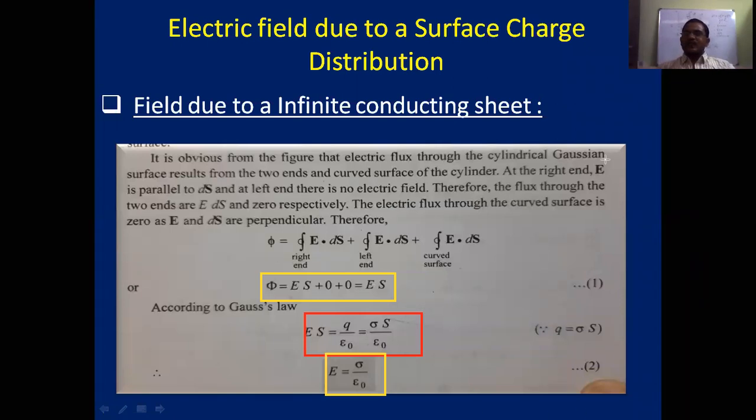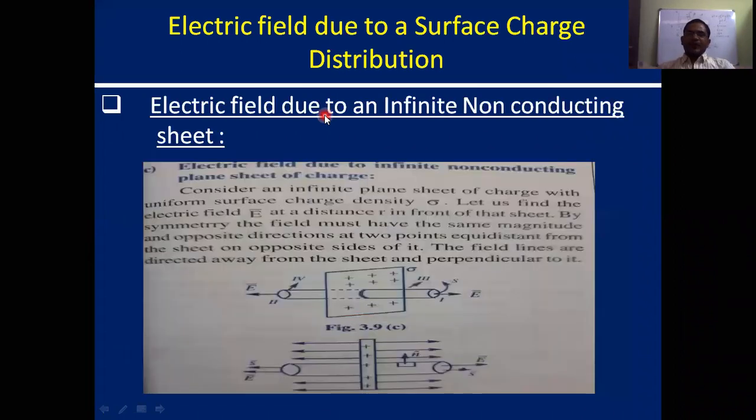Okay, sir. Now, let us see the third application. Electric field due to the infinite non-conducting sheet, sir. ఇందాక మనము కండక్టింగ్ షీట్ గురించి మాట్లాడి ఇప్పుడు నాన్ కండక్టింగ్ షీట్. Consider an infinite non-conducting sheet which is positively charged. Then the electric lines of force will be perpendicular to the sheet like this in both directions. Towards the right side, the electric lines of force will be like this. Towards the left side, the electric lines of force are also perpendicular to the sheet like this.